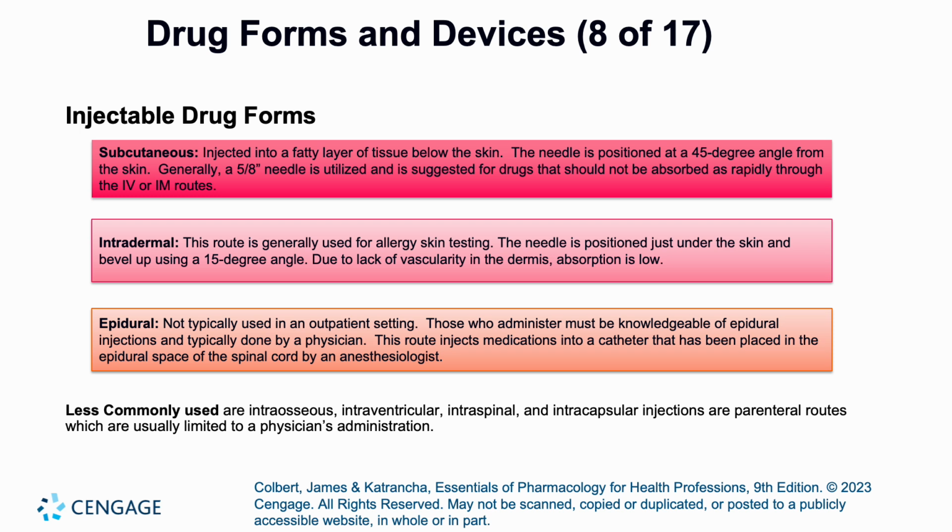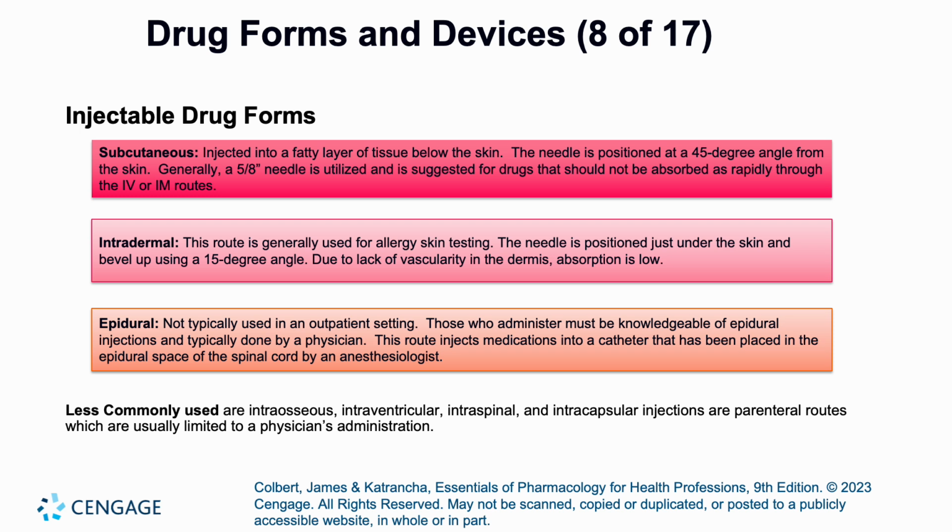Intradermal. So intradermal is generally used for allergy skin testing. And for this one, the needle is positioned just under the skin and bevel up using a 15-degree angle. So think even more shallow and even more towards the top layer of the skin. Due to the lack of vascularity in the dermis, absorption is low. And so the top layer of your skin doesn't have a lot of blood flow.